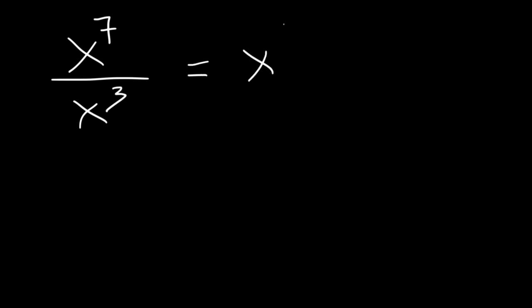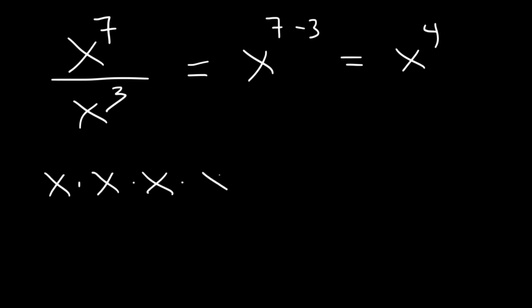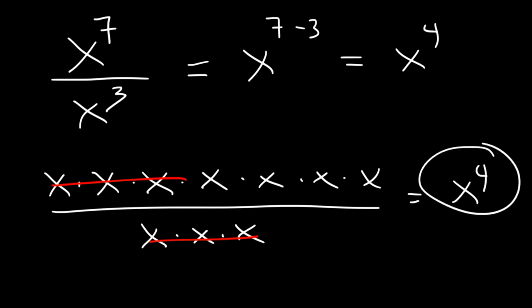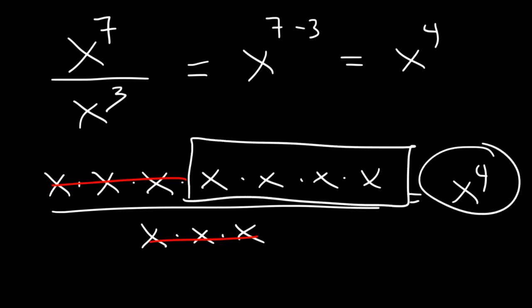Now what about division? Let's say if you divide by a common base, what should you do with the exponents? You need to subtract. X to the 7 divided by x to the 3, we need to subtract 7 by 3, and that's going to be x to the fourth. X to the 7 is equivalent to 7 x variables multiplied to each other, and x cubed is simply x times x times x. So we can cancel 3 x variables, which will leave behind 4 x variables on top. And so that's the answer.